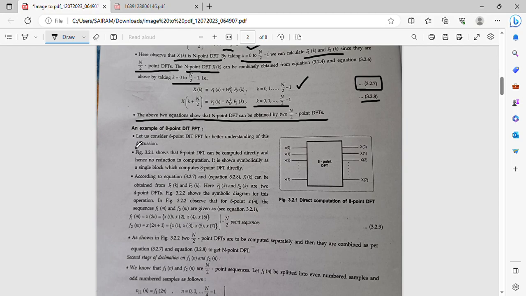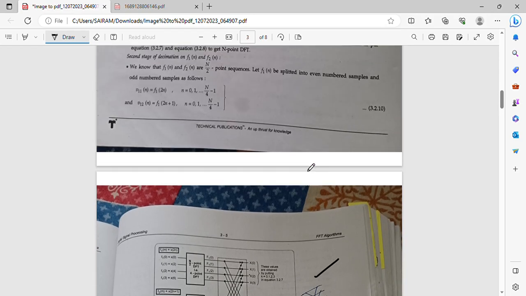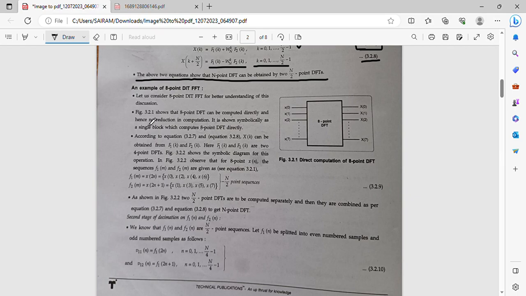So here it is. Let's consider an 8-point DIT-FFT for better understanding. So this is my 8-point DIT-FFT. Figure 3.2.1 shows that the 8-point DFT can be computed directly, and hence there is no reduction in computation. You need not do any other process for that.